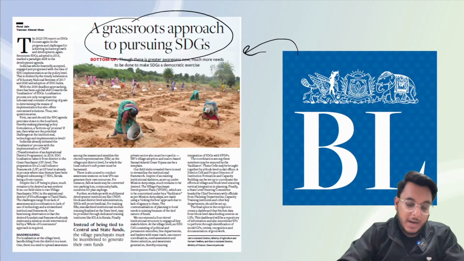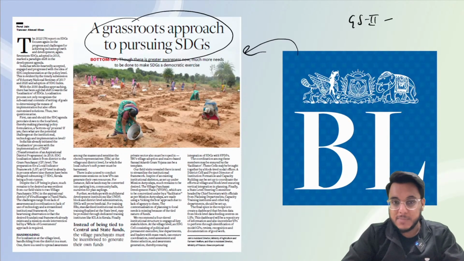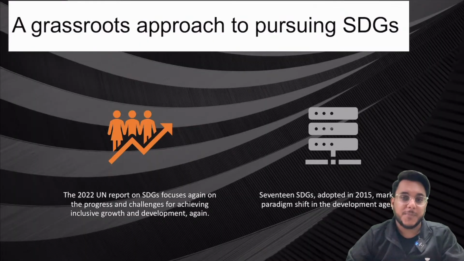Okay, now this particular article will be important with respect to the GS paper number 2 government schemes. Why? Because one very important scheme, the Antyodaya scheme of the government, is being mentioned, and then sustainable developmental goals will also be used in GS paper number 3, issues of sustainable development. Okay, now let's take it.